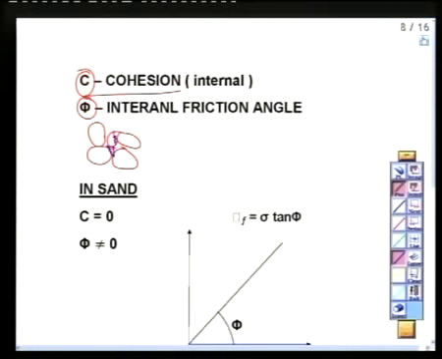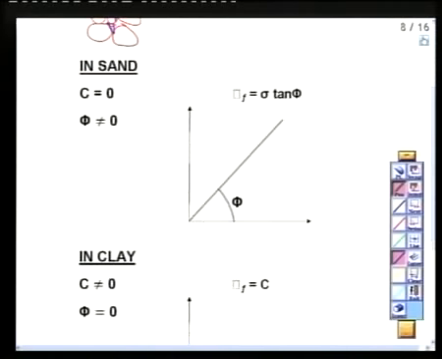In sand, remember this, in sand C equals 0.